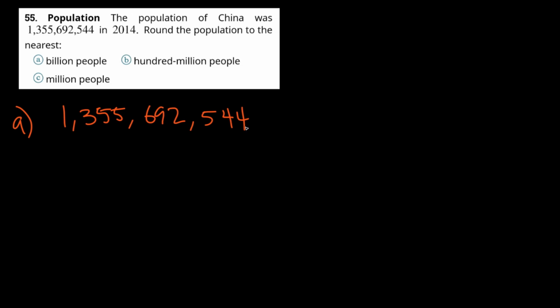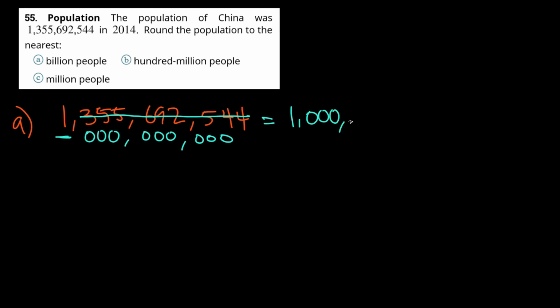We are looking at the nearest billion. So we underline the billions, look to its right. 3 is less than 5, which means we are rounding down. So we want to change all of these digits to 0. And we're left with this number rounded to the nearest billion is just 1 billion.